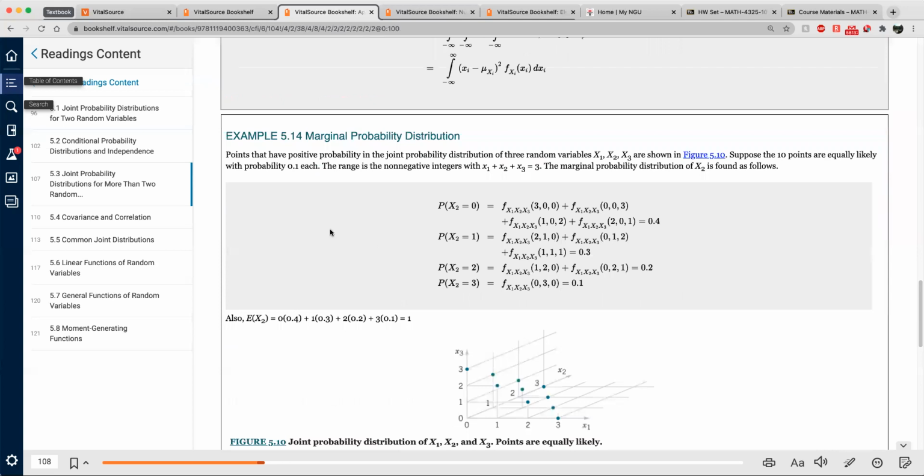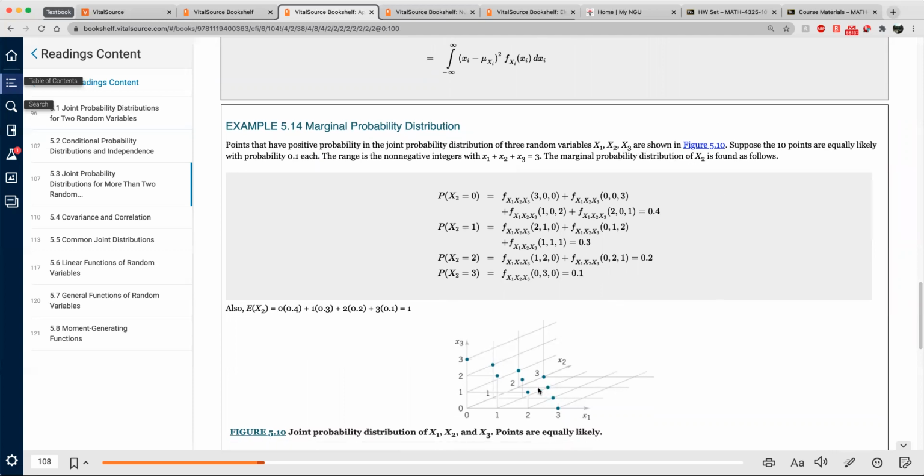Okay, so look at this. Points that have positive probability in the joint probability distribution of three random variables are shown in figure 5.10 right here. Actually, this is a PMF, right? So this deals with discrete random variables. Suppose the 10 points are equally likely, with probability 0.1 each. The range is the non-negative integers with x1 plus x2 plus x3 equals 3. So all these points satisfy x1 plus x2 plus x3 equals 3.